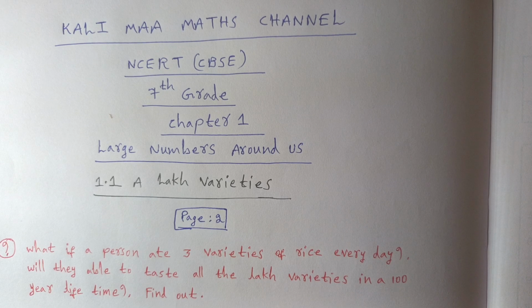In this video, we will discuss NCERT 7th grade chapter 1, Large Numbers Around Us. In that, section 1.1, that is A Lakh Varieties.